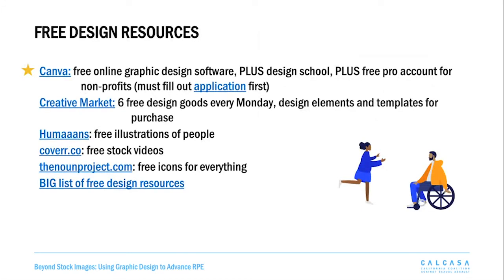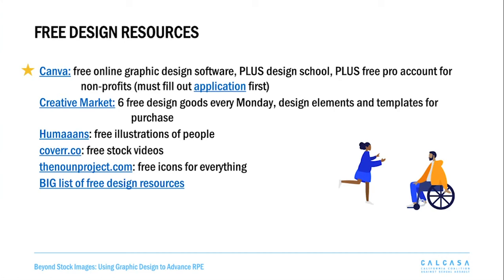And finally, we have a couple of different links. Like I mentioned earlier, we have Canva, and they do have the premium or the plus account free for nonprofits, and they have an application that you have to fill. There's Creative Market, where they upload different design elements that you can download. Humans is a place where you can download these little images of different types of illustrations for humans.